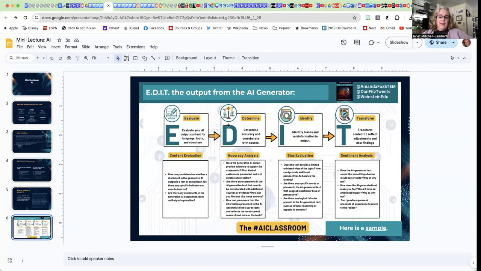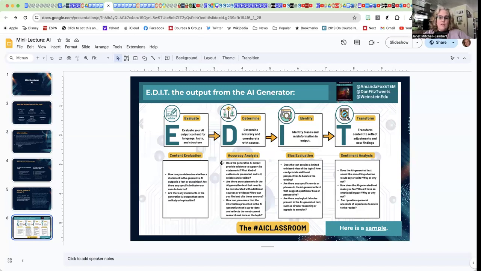So again, to determine accuracy and corroborate with sources. So that leads us into this idea: if there's statements that don't seem true, let's look up some more information. So a few questions here.